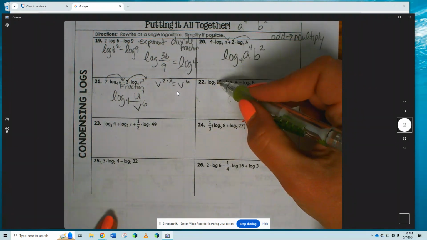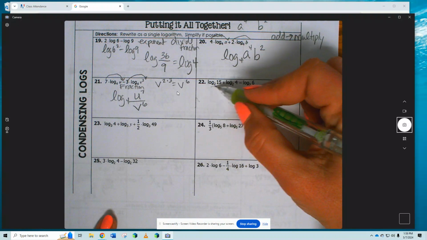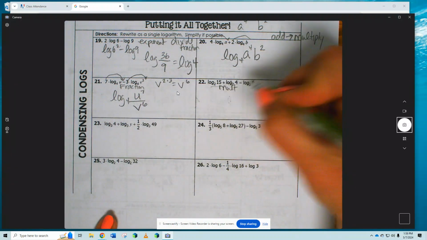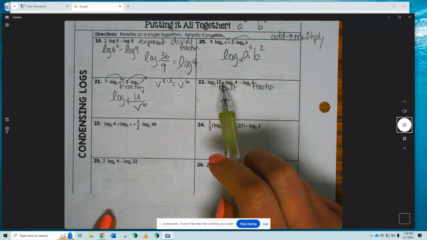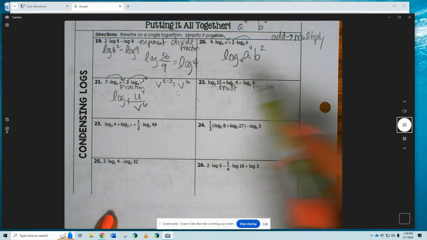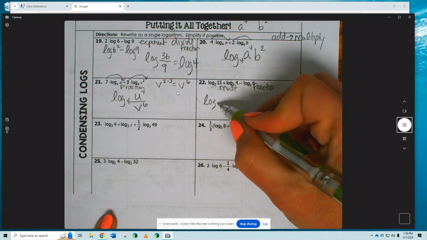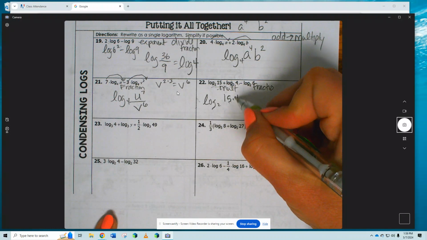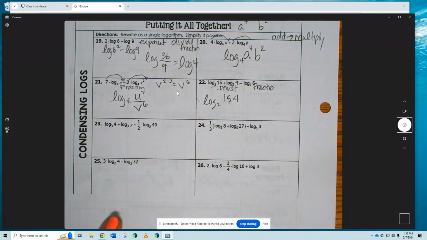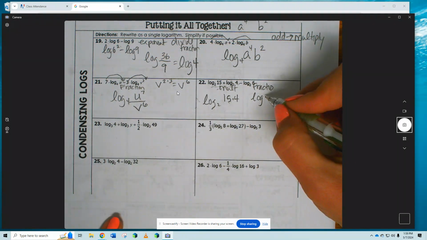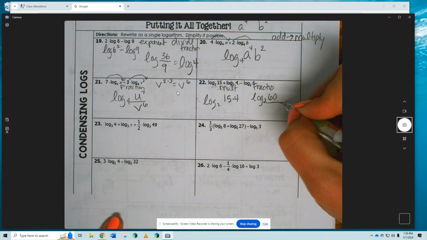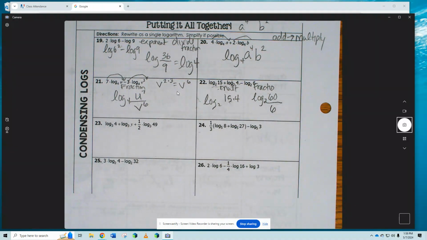Okay. 15 plus 4. This is going to become a multiply first, and then you're going to make a fraction out of it because subtract. So go slow. Plus sign first. Multiply those two. 15 times 4. Log base 2 of 15 times 4. That's 15, 30, 45, 60. Log base 2 of 60, and then make it a fraction over 6.